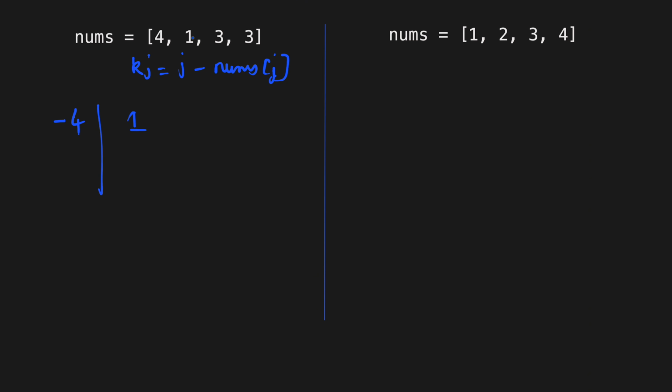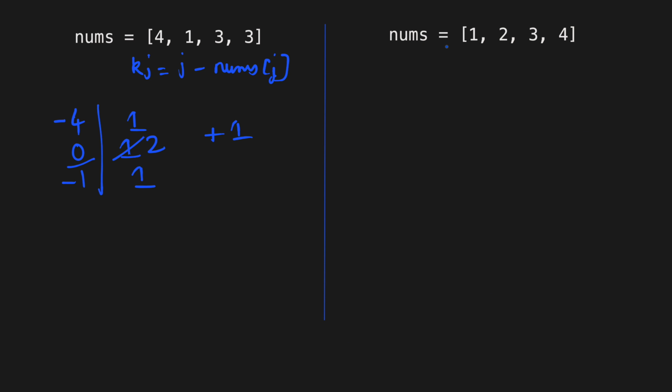Then at index 1 k1 will be equal to 1 minus 1 equal to 0, and we are seeing it for the first time as well. Then at index 2 k2 will be equal to 2 minus 3, that is equal to minus 1. We are seeing it for the first time as well. Then at index 3 k3 will be equal to 3 minus 3, that is equal to 0, and we already have a key with 0 in it, so that means we are seeing it for the second time, so we can form a pair from it. So number of good pairs now becomes 1, and the count of keys with value 0 now becomes 2. So this is how we can actually calculate the good pairs. In this case there was only one good pair.